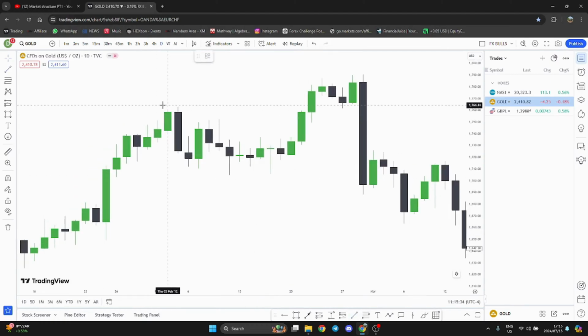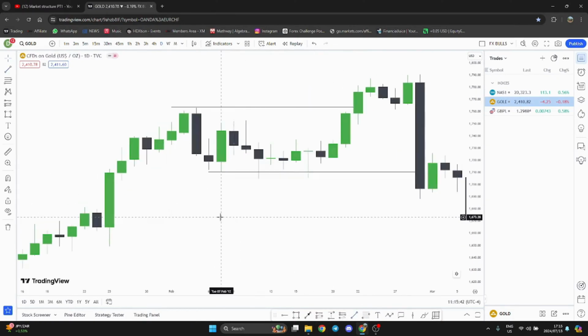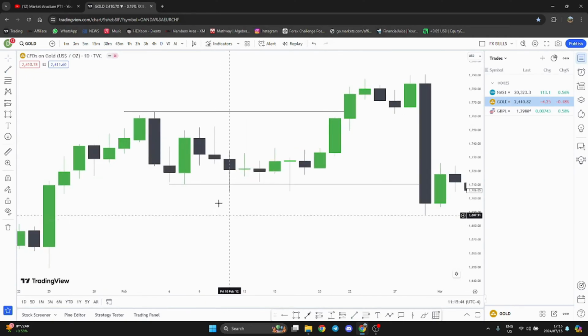Now let's have a look over here. So we get this high being put into place here, right? We get this low being put into place here. What does price do? It forms the high, comes down, forms a low, and then look at this. Price comes down to take out this low, but never closes below it. Here you can see there's two candles that took out this low, but never closes below this low. So what can we expect price to do next? To take out this high.